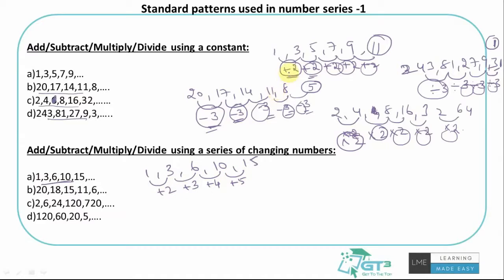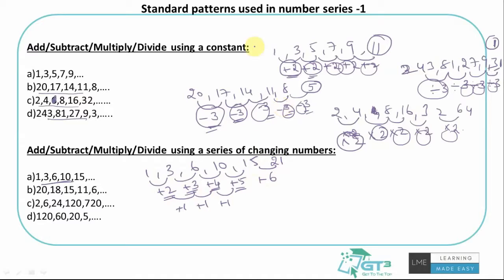You see, in this example I was only adding 2 to the previous term to get the next term. Here I am adding 2 to the first number, next I am adding 3, next I am adding 4, next I am adding 5. I see a pattern for 2, 3, 4, 5, right? That is basically they are increasing by 1 plus 1. So what will be my next one? I have to increase now by plus 6. So that will make my next term 15 plus 6, 21.